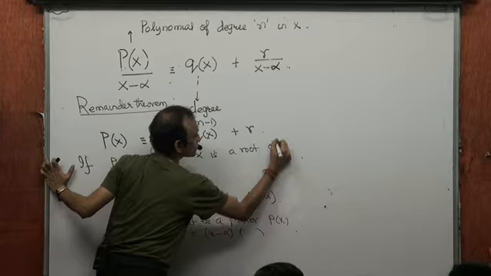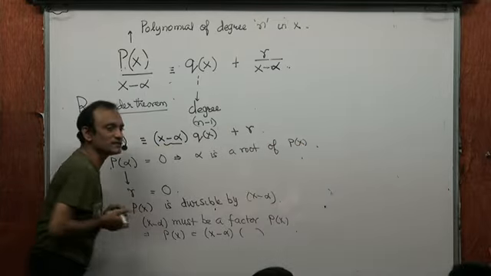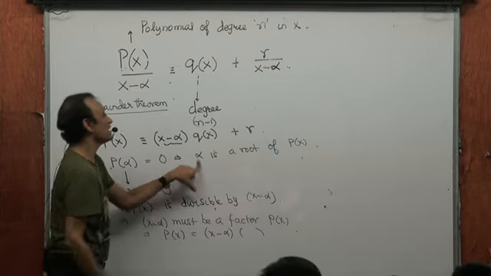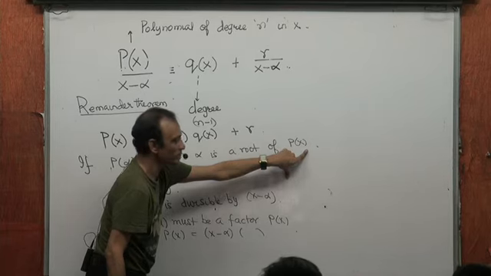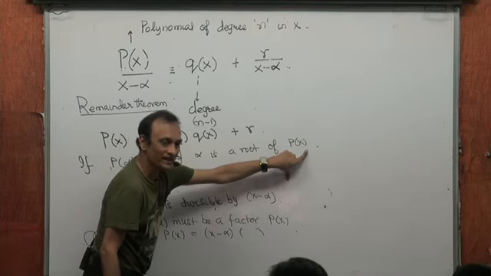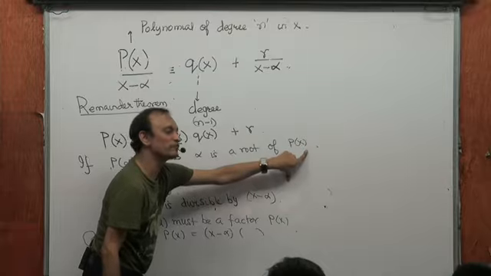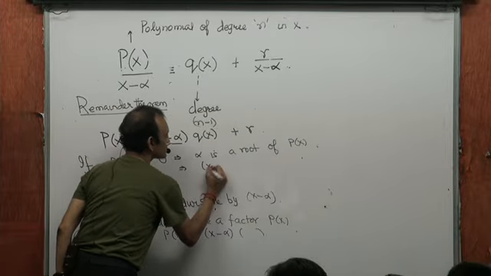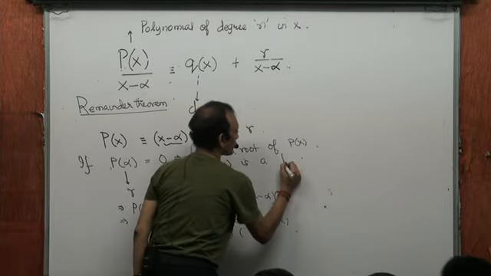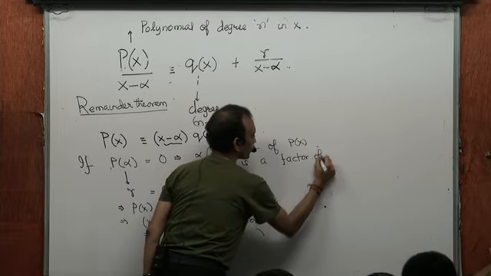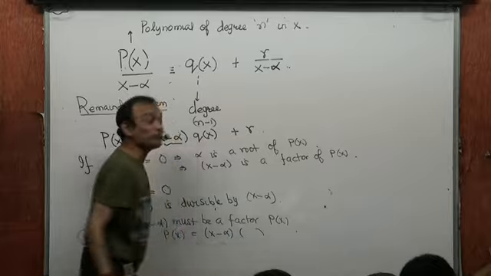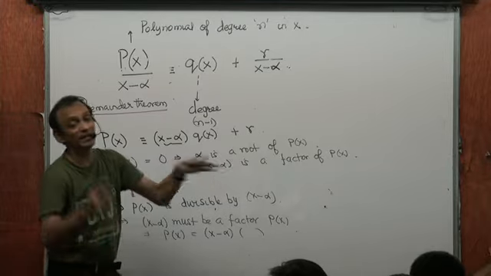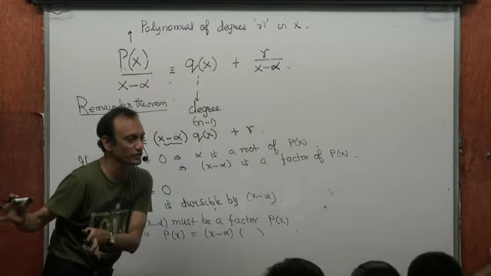This is what it means. Alpha is a root of P(x). Yes or no? If P(alpha) is 0, that means alpha is a root of P(x). That means if alpha is a root of P(x), P(x) is divisible by x minus alpha. x minus alpha therefore will be a factor of P(x). That means if alpha is a root of a polynomial P(x), then x minus alpha certainly must turn out to be a factor of that polynomial.